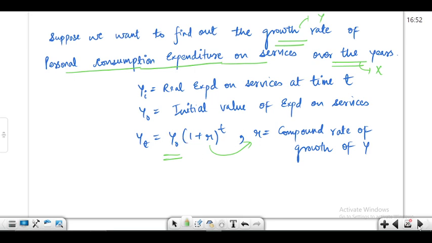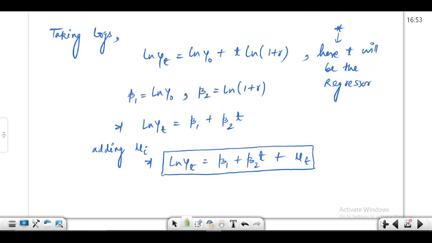So in order to work and estimate the parameters, okay, we'll have to convert it in the regression form. So I'll take the log on both the sides. Okay, so ln yt is equal to ln y naught plus t into ln(1 plus r). So this here is actually your coefficient, beta 2, and this is your beta 1. Okay, and time here is basically your regressor.